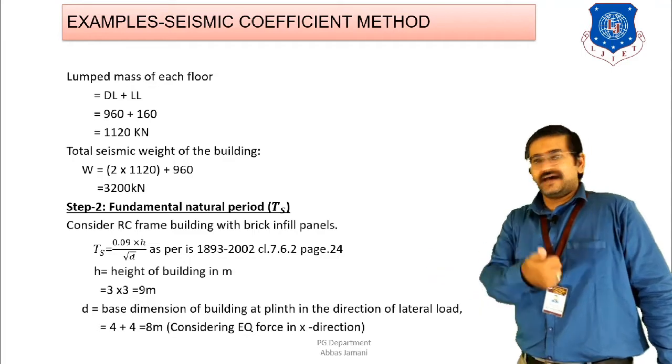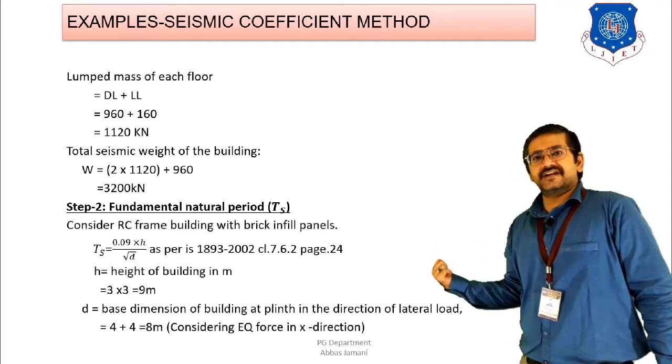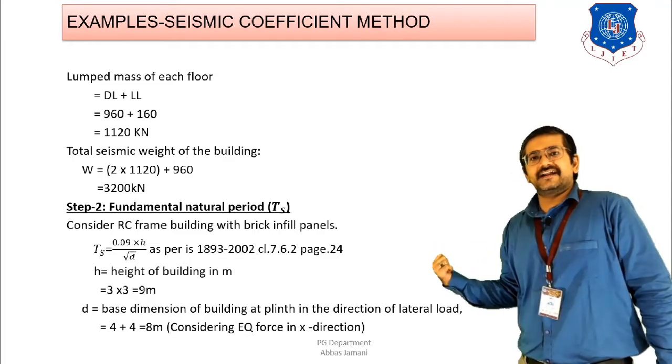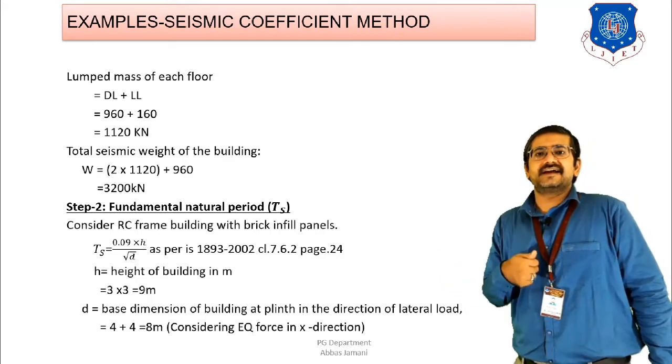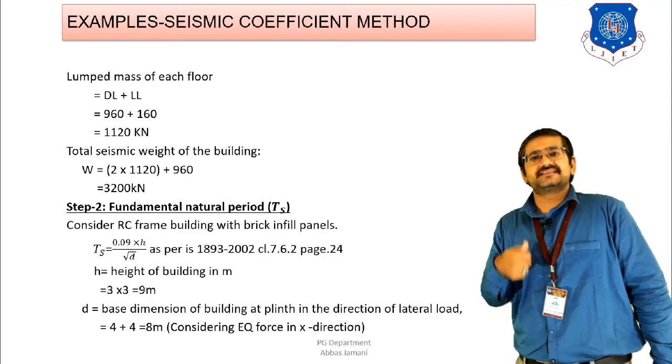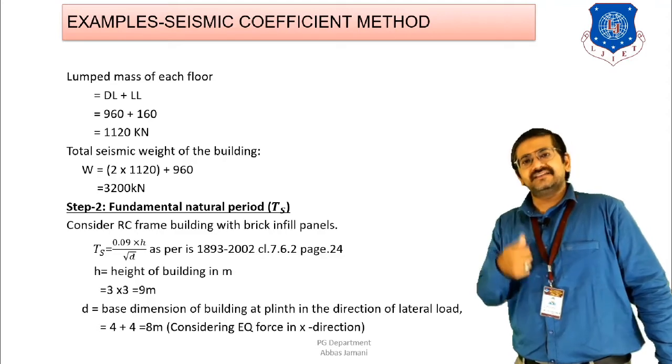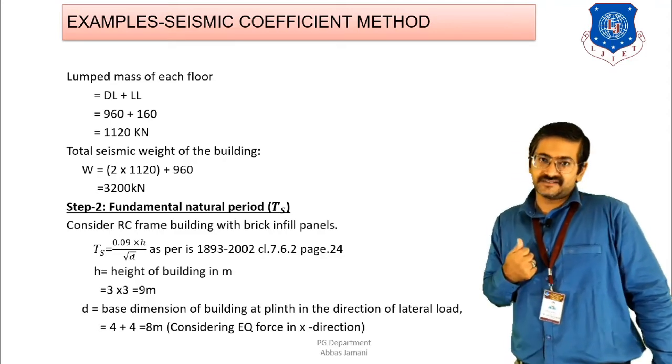That is why I have taken the formula T = 0.09 H / √D, where H is the height of the building and D is the lateral dimension of the building, that is, the maximum lateral dimension of the building in the direction in which the earthquake is being considered, right?